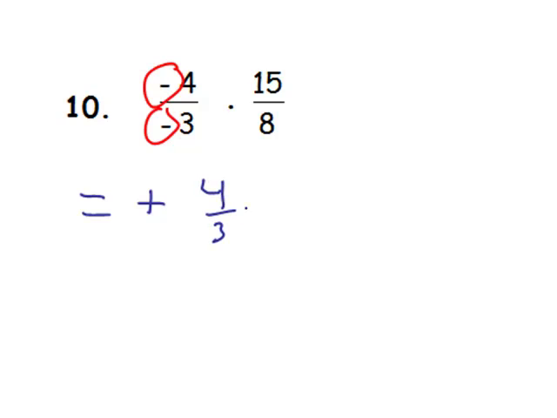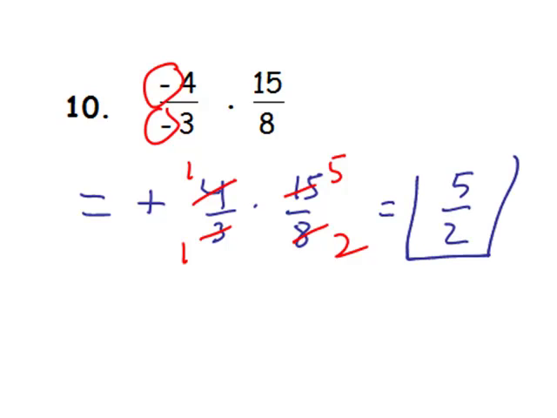We got 4/3 times 15/8. I'm going to do some dividing out. 4 goes into 4 once and into 8 twice. And 3 goes into 3 once and into 15 5 times. So it looks like we have 5 halves.